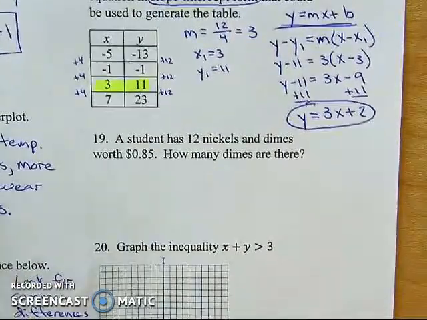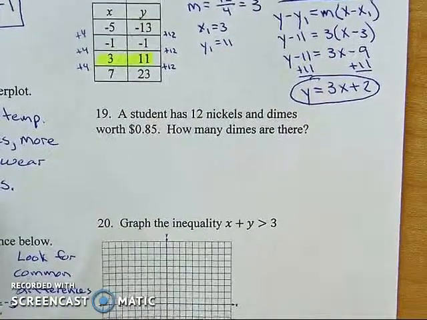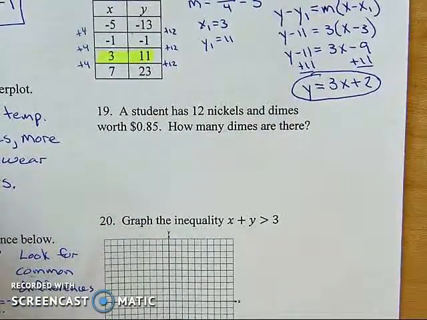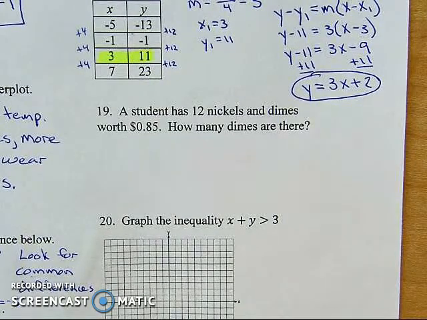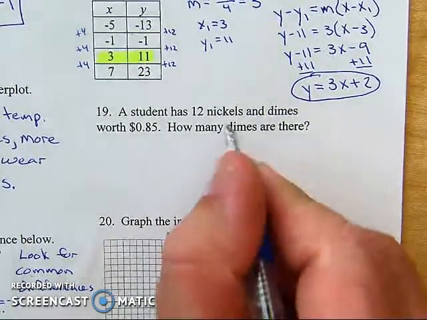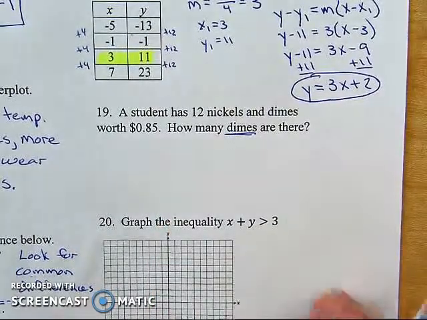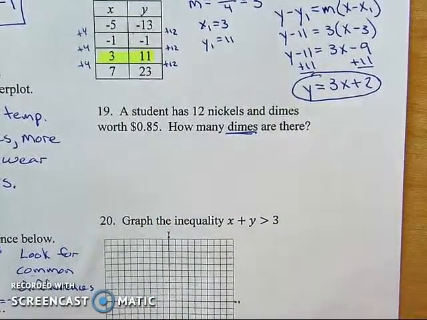All right, we have a couple more in this section, even though I see the clock is already at 9 minutes, but I think I can fit it all in. So number 19, it says a student has 12 coins, and only in nickels and dimes. Also, we know that the total value is 85 cents, and it wants us to figure out how many dimes there are. Okay, so this isn't a bad one.